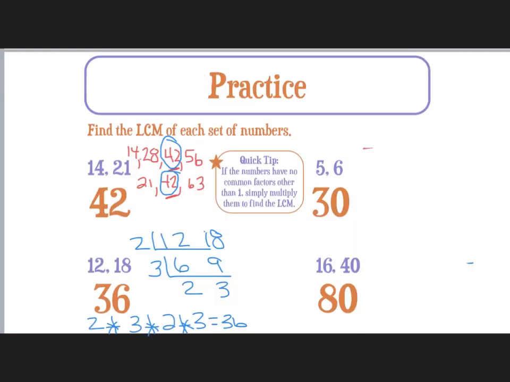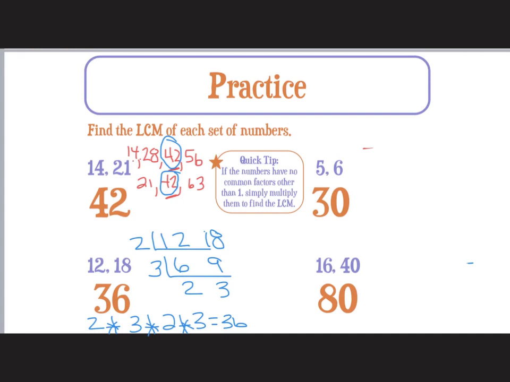So now we're going to practice. I've already done this first one. 14 and 21. We want to find the least common multiple of 14 and 21. We know it has to be bigger than 14 or 21. So the first step I did here was I did the list method. 14 times 1 is 14. 14 times 2 is 28. 14 times 3 is 42. 14 times 4 is 56.